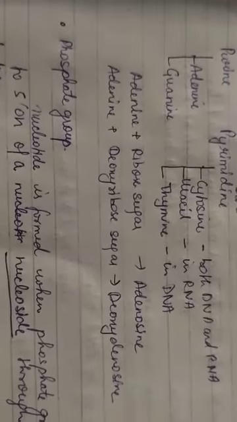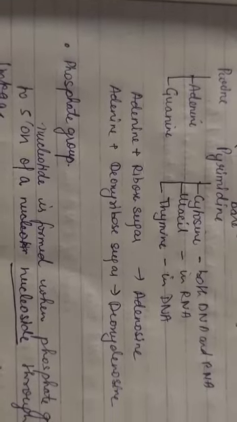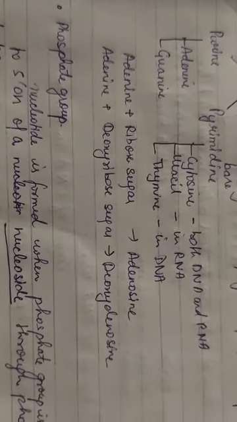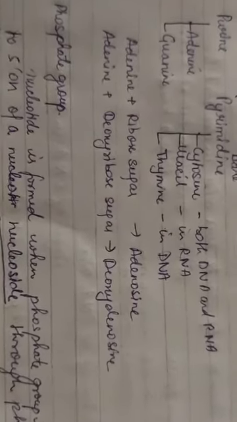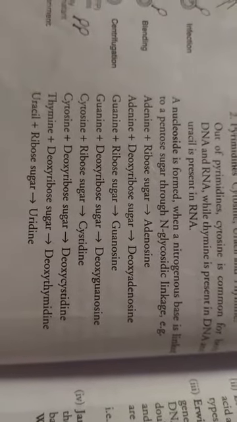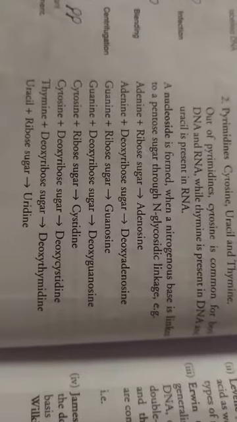Just an example is being given here. Adenine plus ribose sugar forms adenosine. Adenine plus deoxyribose sugar, meaning a DNA nucleotide, is called deoxyadenosine. Okay. Now here you can see the nitrogenous bases. A few examples are there: purine and pyrimidine, uracil with ribose sugar gives uridine, and these are all examples.